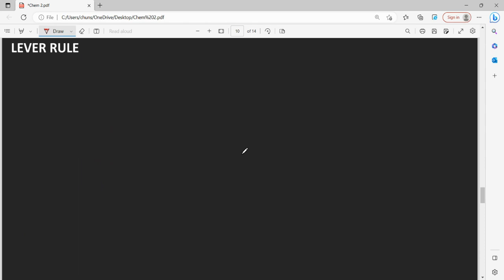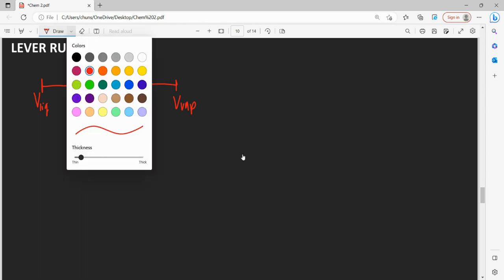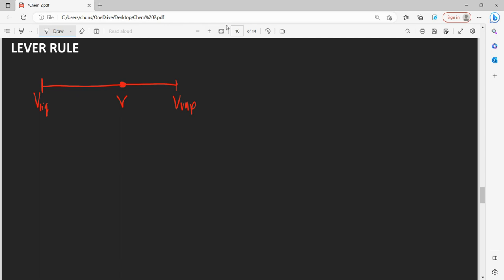Finally, we're going to talk about lever rule. So we saw on our tie lines that we had two specific volumes. We have V liquid and V vapor. So there's a set of equations that we could use to define the ratio between them. So let's say we have a plot of some unspecified specific volume here. There are three equations that we could use to relate all of these properties together with mass.